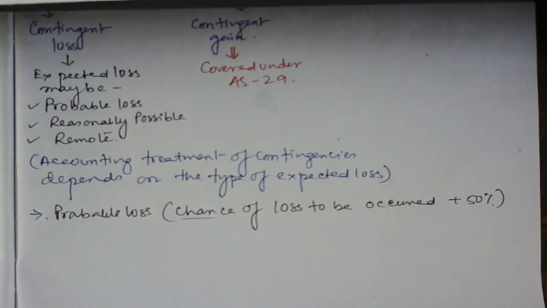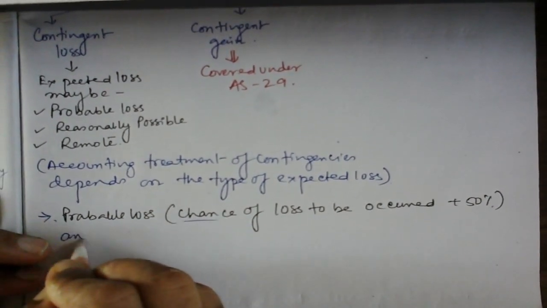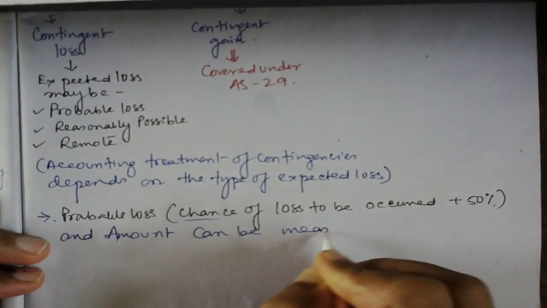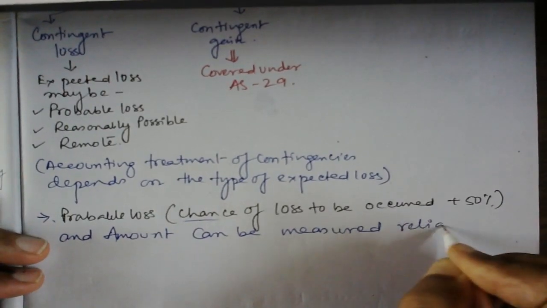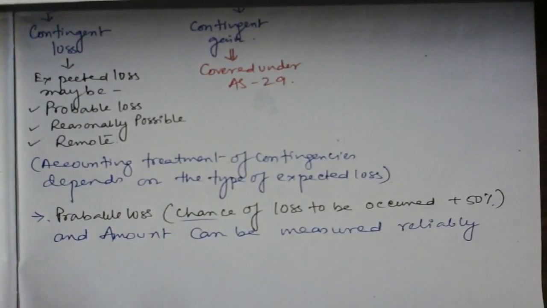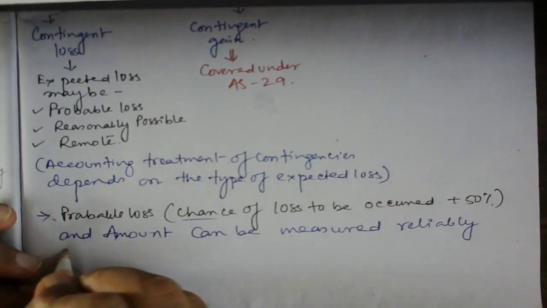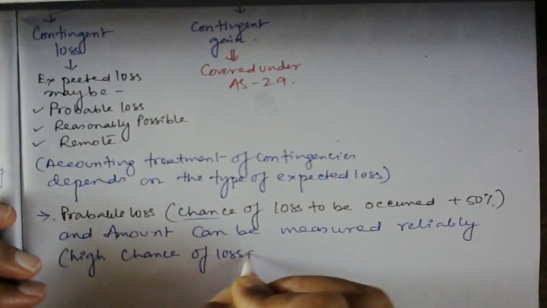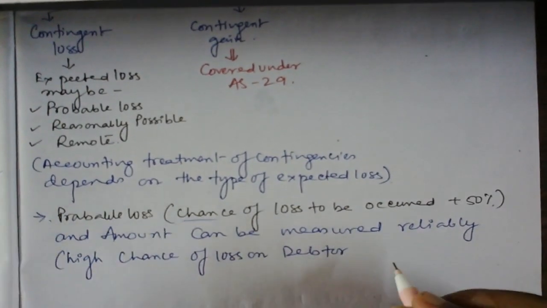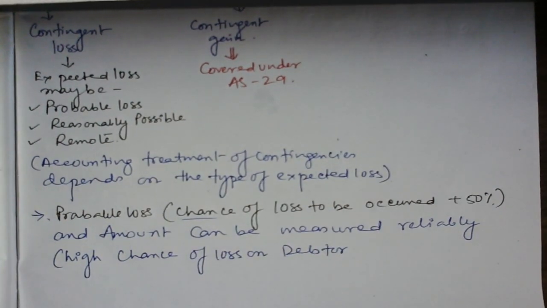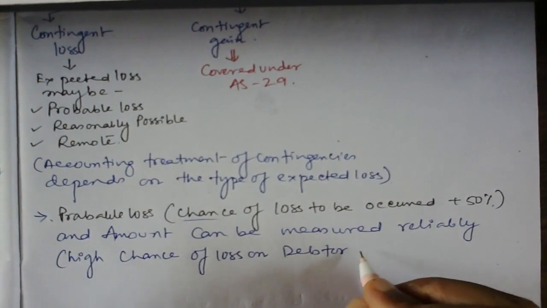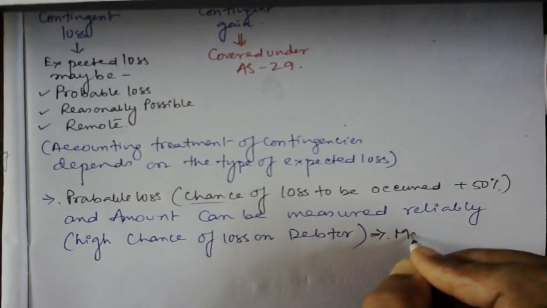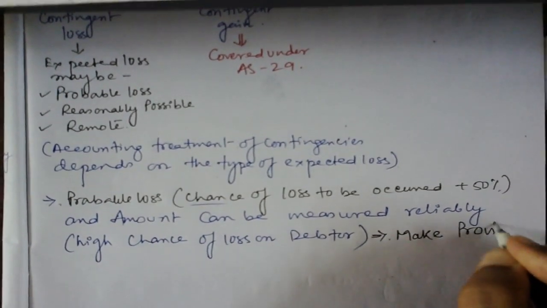So in case of the probable loss, the amount can be measured reliably. Okay, it means a high chance of loss on the debtor. The loss will happen, the chances of loss are high. Okay, then in this case, what do you need to do? In this case, please remember, make provision for doubtful debt.